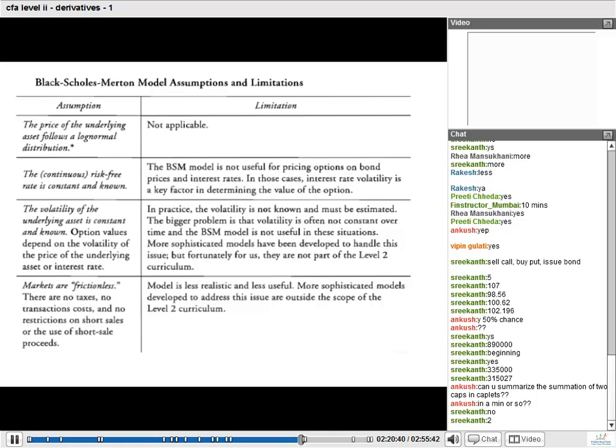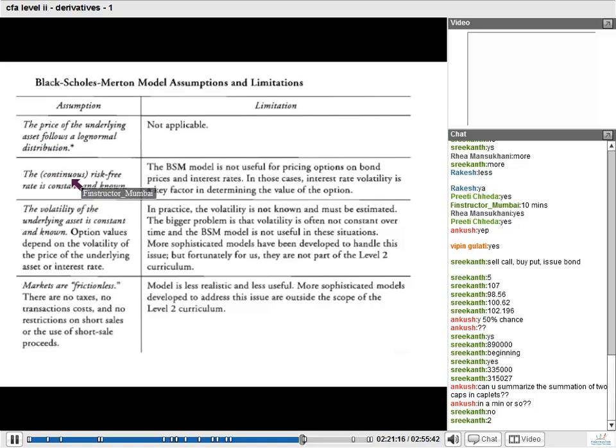So the first assumption is that the price of the underlying asset follows a log normal distribution. Recall from level 1, a log normal distribution is a positively skewed distribution. The lowest value of a log normal distribution is 0. Assuming that asset prices follow a log normal distribution basically assumes that returns follow a normal distribution. So he assumed that asset prices follow a log normal distribution, or asset returns follow a normal distribution.